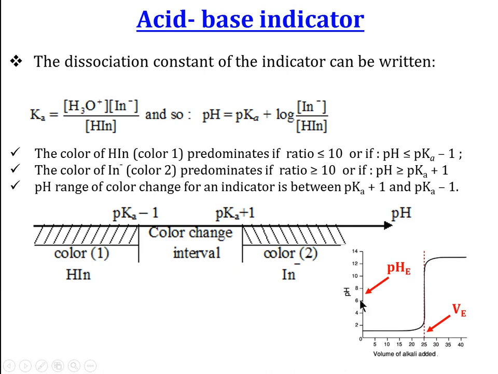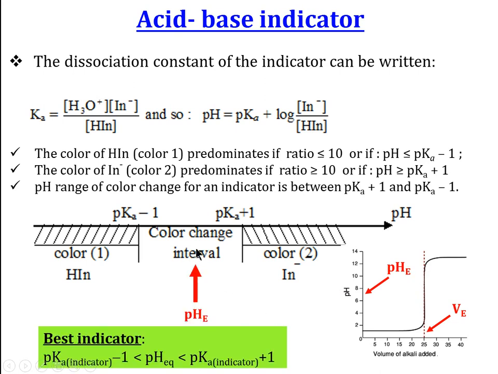In the acid-base titration, the most important thing is to detect the variation of the color at the equivalence volume, or at the pH at equivalence. So the best indicator is the one where pHe, the pH at equivalence of the titration, is in the domain between pKa minus 1 and pKa plus 1. In this domain, we can observe the change of the color.